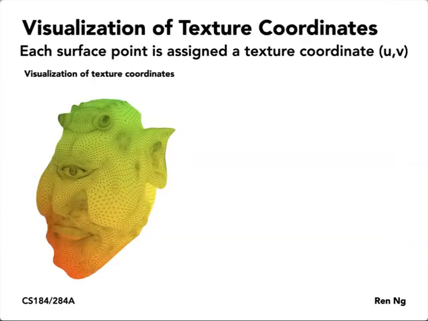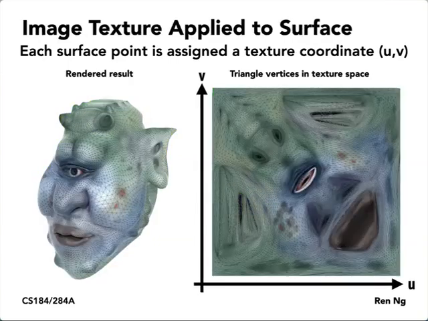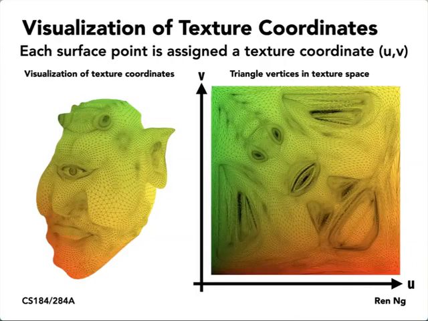But of course, if we swap this red-green gradient for a real image, such as this one that has detail in the eye, the mouth, the cheeks, and so on, then we get this drawing over here instead. This is what the mapping of this particular texture mapping coordinate looks like.